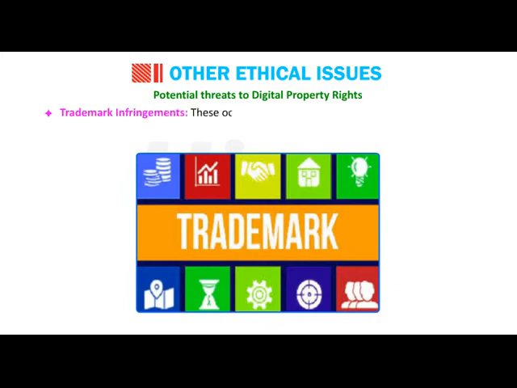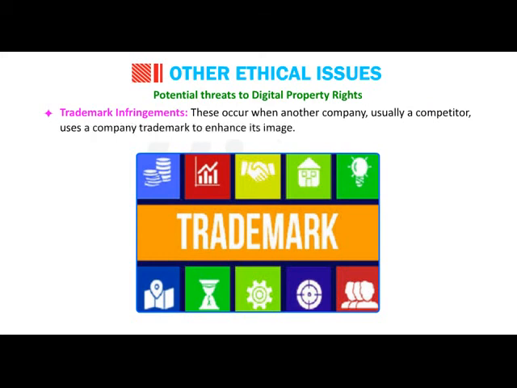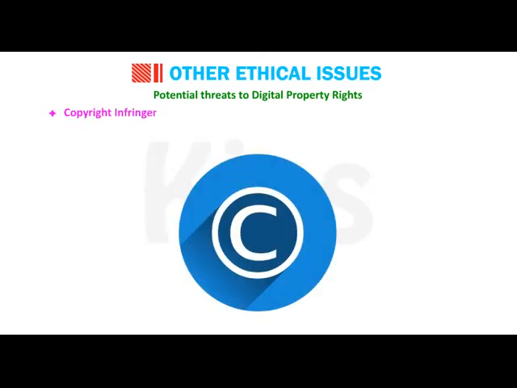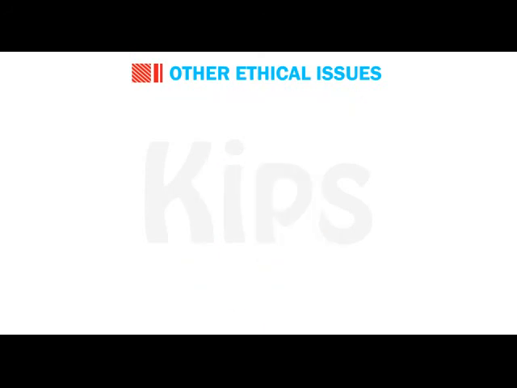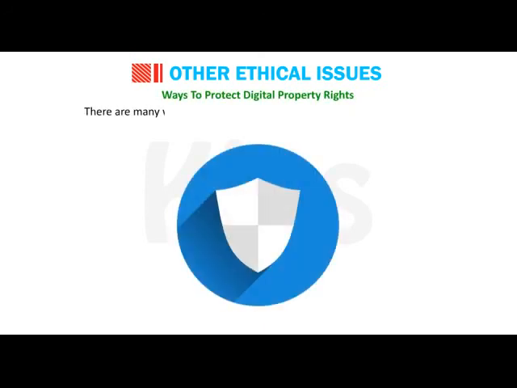Trademark infringements. These occur when another company, usually a competitor, uses a company trademark to enhance its image. Copyright infringements. These violations involve the illegal distribution and sale of copyrighted works. Ways to protect digital property rights. There are many ways to ensure the protection of your digital properties.